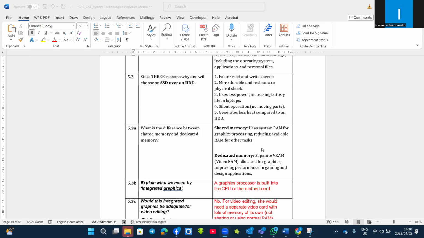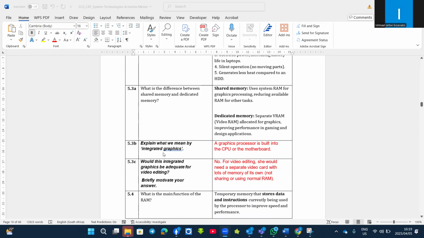Now the dedicated memory, which is a separate memory, like the VRAM, which stands for the video RAM, is allocated, or its main purpose is for graphics, which improves the performance in gaming. So if you have the dedicated memory in your computer, the VRAM, as well as the shared memory, the shared memory will only be used for other tasks like typing, doing calculations, whilst the dedicated memory will be used only for games. So in other words, the dedicated memory is only allocated for graphics. So that's the difference between the shared memory and dedicated memory.